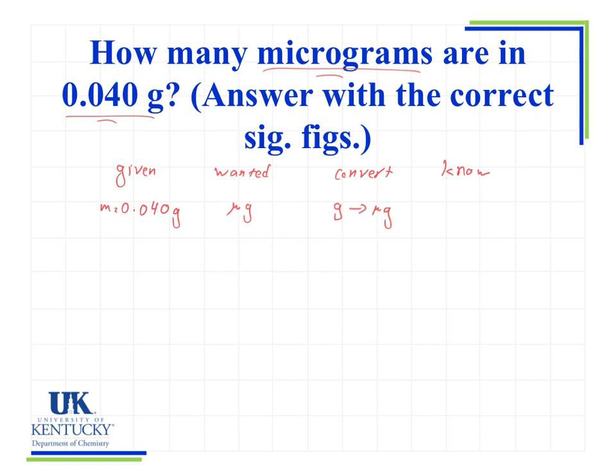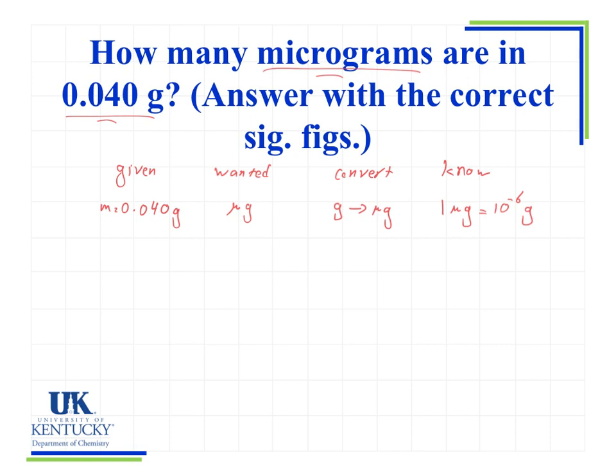Okay, what do we know about this conversion? Well, if you remember the prefixes, micro means 10 to negative 6. So we know that 1, and again, 1 goes to the prefix, and the definition of the prefix, which is 10 to negative 6, goes to the base unit, gram. So 1 microgram is 10 to negative 6 gram. Okay, so we have this equality. We can make our conversion factor with that.